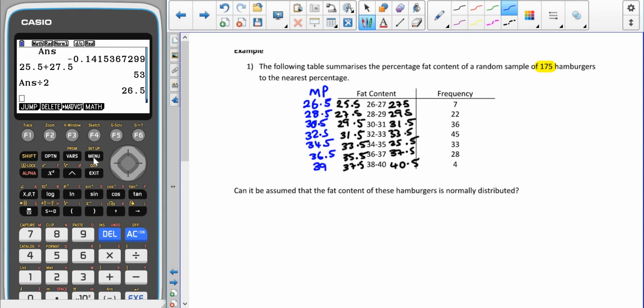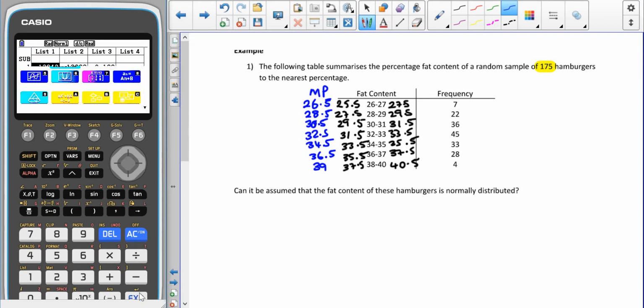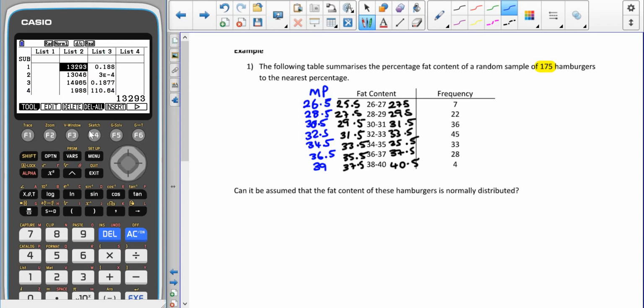So then to find our estimate for the mean and standard deviation for this question, I'm going to go into the statistic part of my calculator, delete what I've already got in there, put my midpoints into list 1, and put my frequencies into list 2.